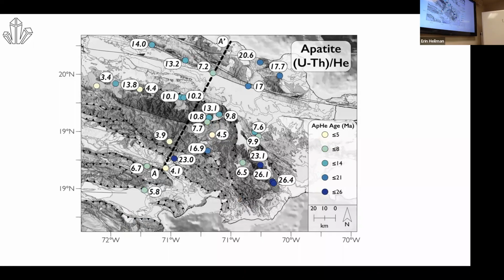And then in the apatite ages, it's more of a mixed bag. You have ages from 3 Ma to 10 Ma. You have even some older ages around 26 Ma. So these older ages are going to be representative of very slow exhumation relative to younger ages like 3.4 or 3.9 million years, which are marking an exhumation pulse around the late Miocene.